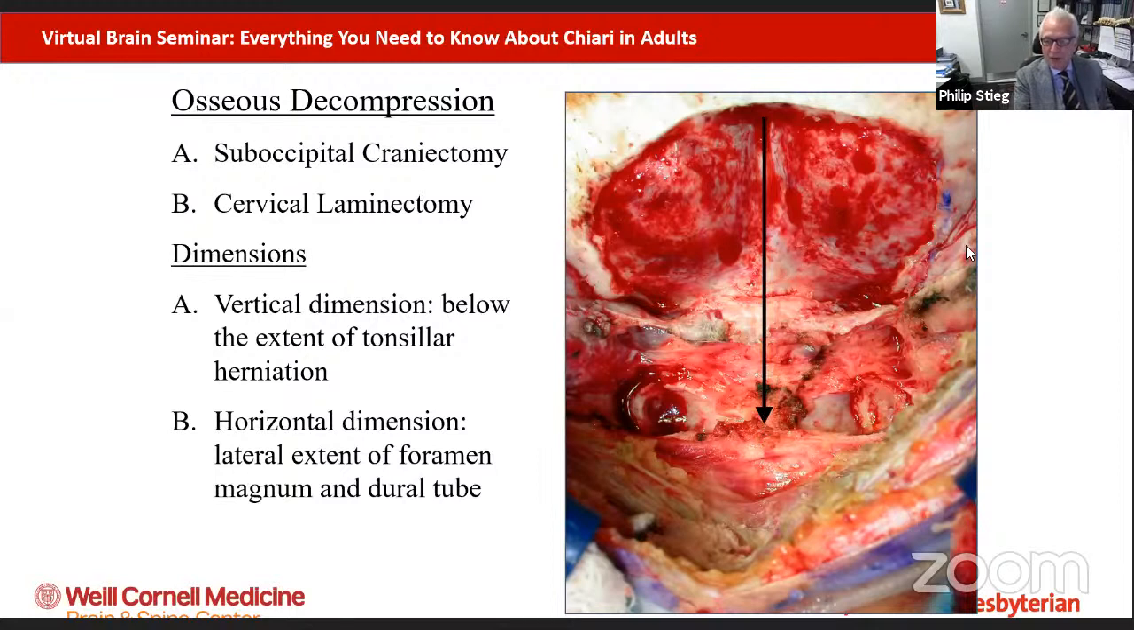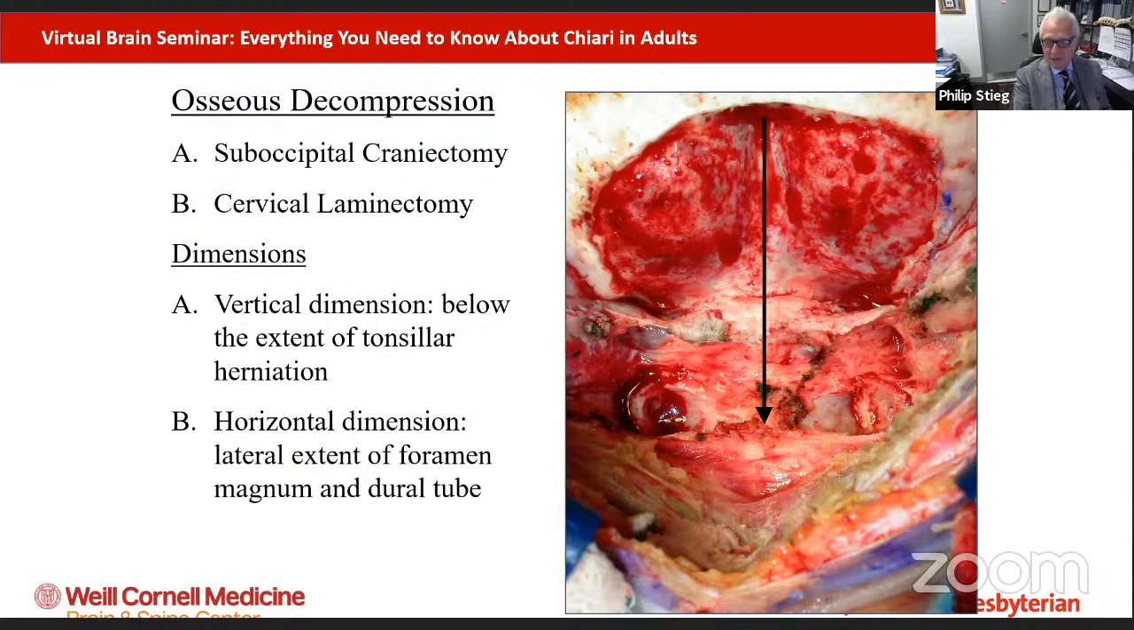And then we move the muscles apart so we have access to the skull, and we take out 3 centimeters, and it's key that you get all the way out to the most lateral part of that hole called the foramen magnum. And then we also take off the bone of the first cervical lamina. Now, don't worry, this doesn't cause instability.